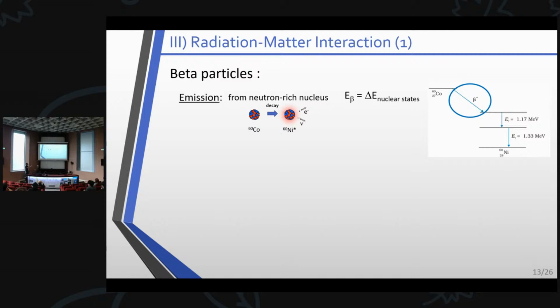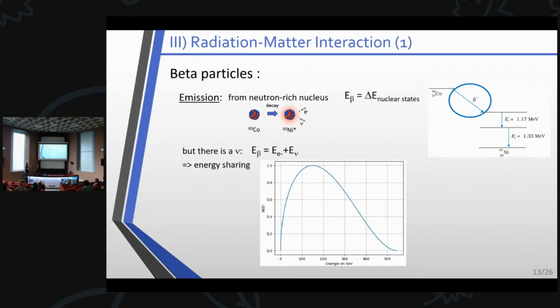The energy follows the same principle. It's the difference in nuclear states. But there is a third particle which is emitted. It's the neutrino. The neutrino is completely not interesting in our talk because it does not interact with matter. But the energy sharing between the electron and the neutrino means that the emitted electron, the beta, does not have exactly a specific energy. So you have a broad spectrum of energy for the emitted electron.